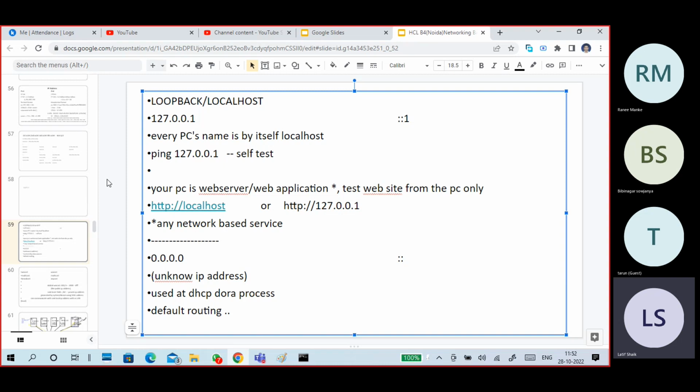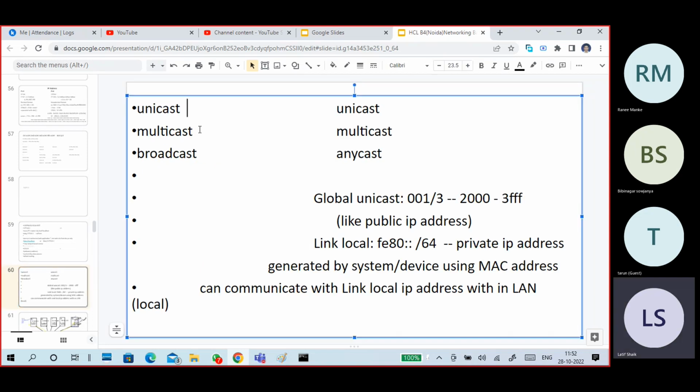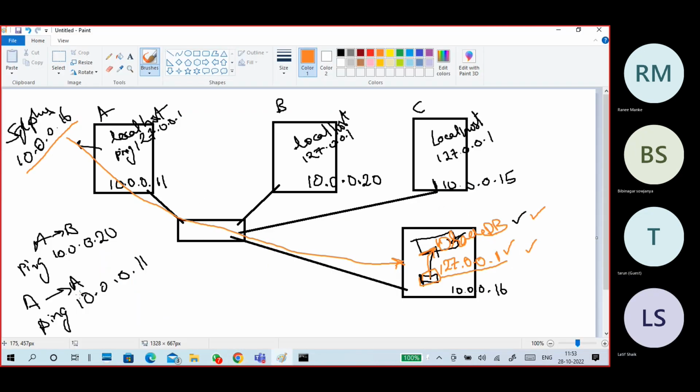So 127.0.0.1 is the localhost address, in IPv6 the localhost address is ::1, and 0.0.0.0 is :: in IPv6. In IPv4, we have unicast, multicast, and broadcast types of communication. In IPv6, we have unicast, multicast, and anycast communication, no broadcasting. What is unicast?